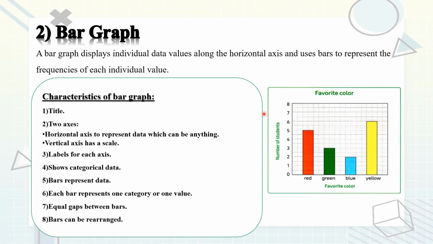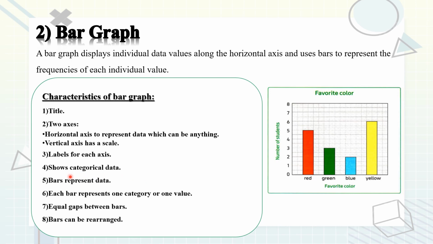Here we have a title. The title here is favorite color, and we have 2 axes, the horizontal axis to represent the data, which can be anything. Here we talk about the favorite color, so we have data red, green, blue, and yellow. The vertical axis has a scale. This is the scale of the number of students surveyed, from 0 to 8. And on number 3, we labeled each axis. Some students choose red and others green, blue, and yellow.